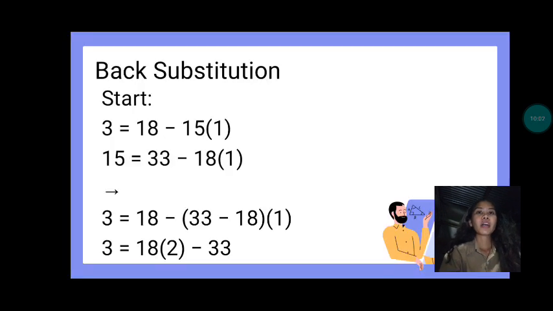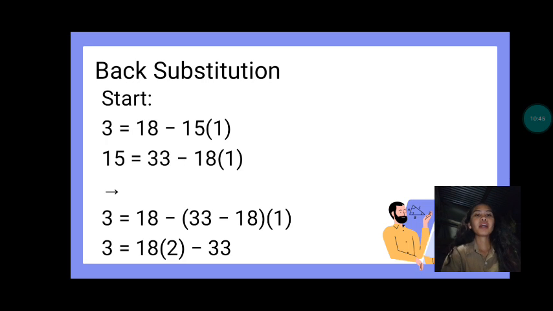So we will start with 3 is equal to 18 minus 15 times 1, and from step 2, 15 is equal to 33 minus 18 times 1, and we will now substitute it. So for substituting, we have 3 is equal to 18 minus (33 minus 18 times 1), and then 3 is equal to 18 times 2 minus 33.